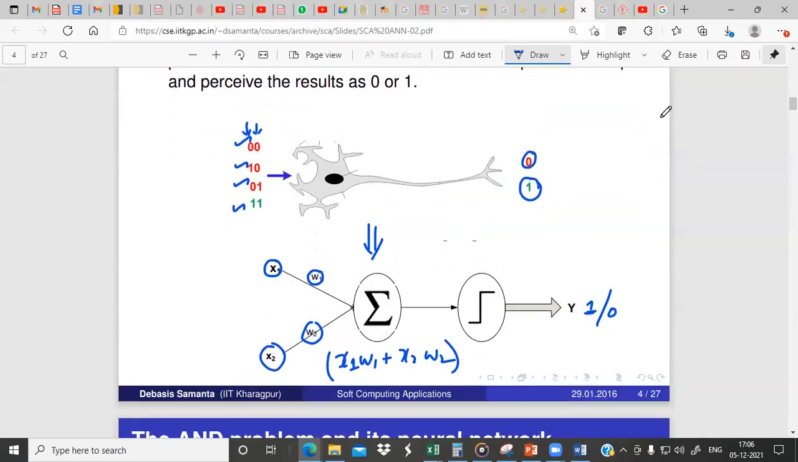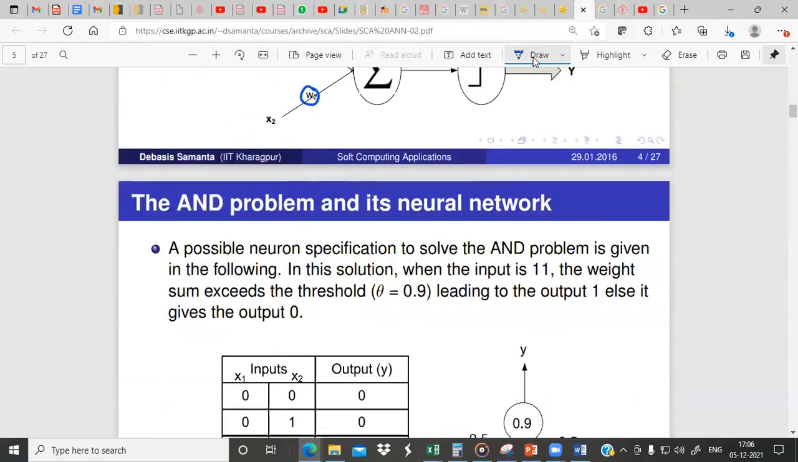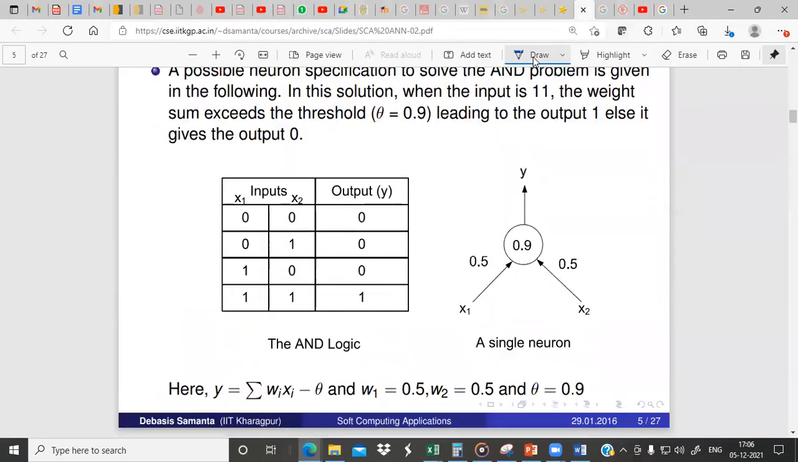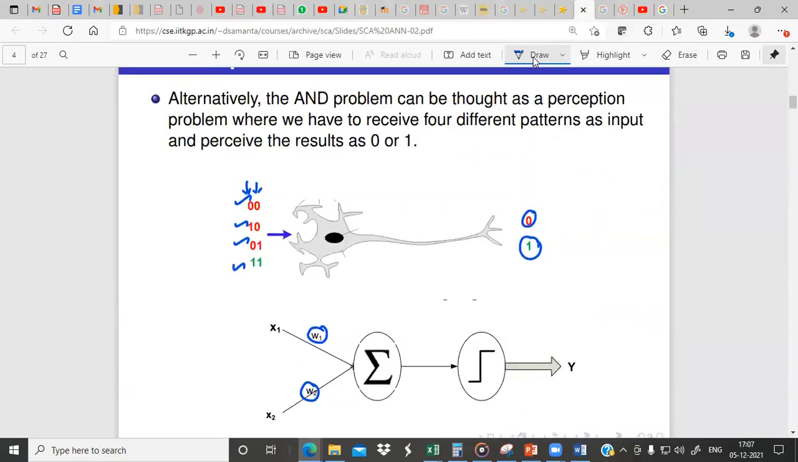Now the core crux in the neural network is identifying the weights. How will we assign the weights? For what value of weight will this neural network work properly for the AND logic? Here we are not discussing how we arrived at these weights. This is a very simple problem, so we can use some trial and error and decide the values for weight and threshold. Not only weight, we should also decide the value for the threshold.